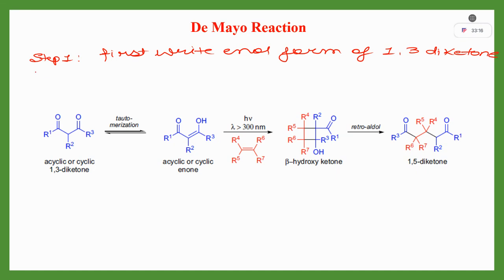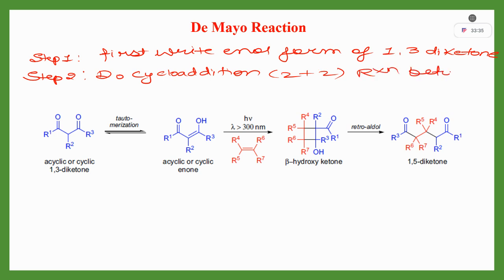Step 2 is to do cycloaddition. Do a 2 plus 2 cycloaddition reaction between that enol formed and the olefin partner.